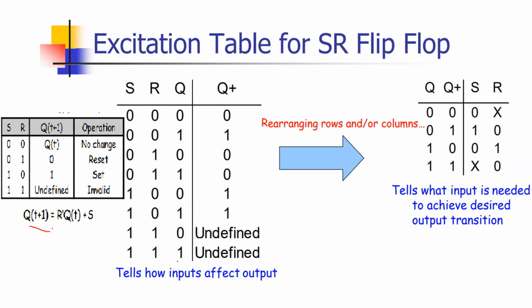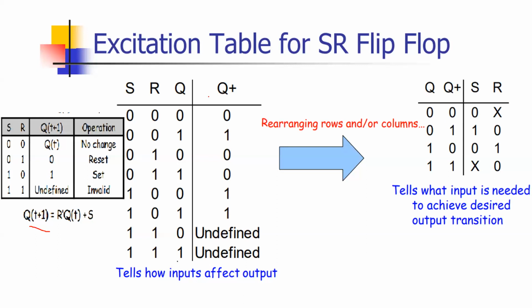So the equation is R bar Qt plus S. Whatever the value of S, that will be the output. So if S is 1, the output is 1. The value of R depends on the value of Qt. So this is the equation.